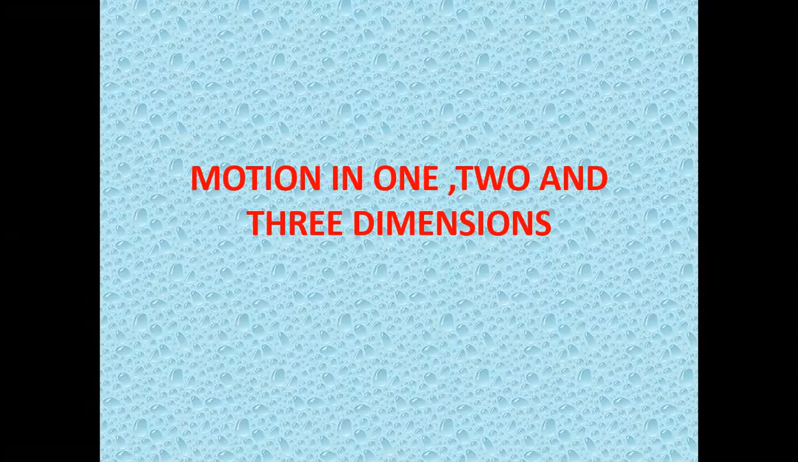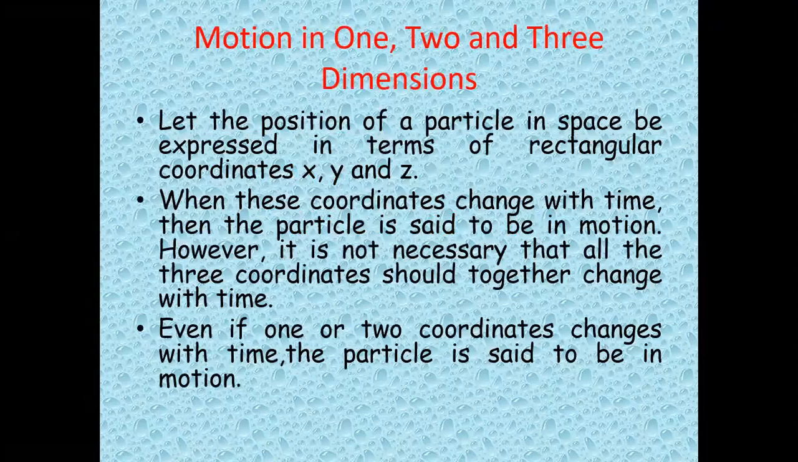Motion in 1, 2, and 3 dimensions. Now we are expressing the position of the particle in space in terms of rectangular coordinates x, y, and z. Now when these coordinates are changing with respect to time, then we can say the particle is in motion.